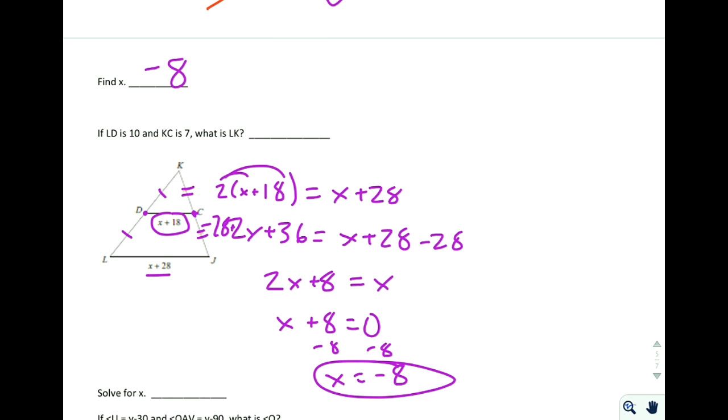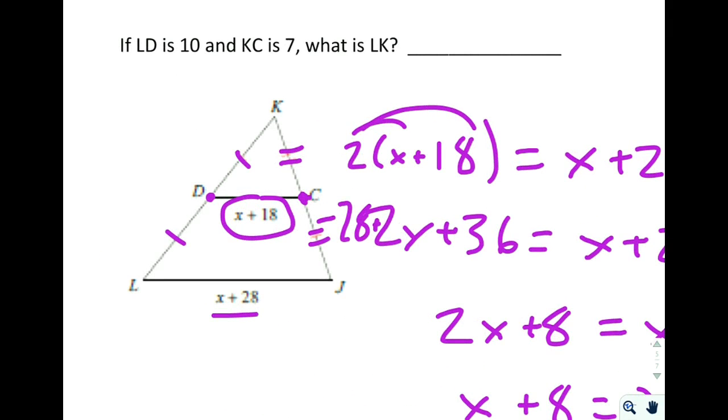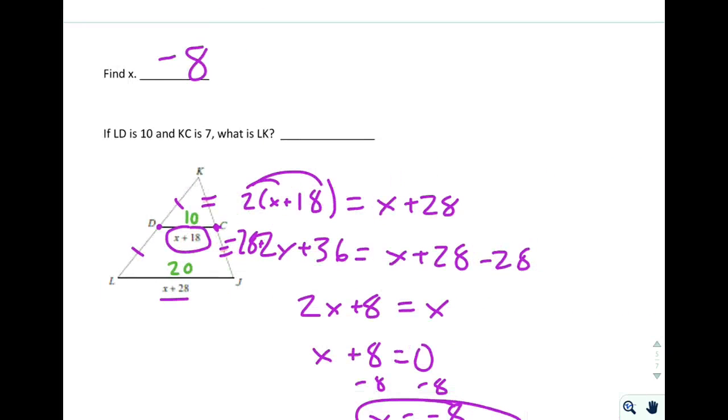Now if I want to make sure I get this right, I should check it and make sure it works. So if I plug in x equals negative 8 here, negative 8 plus 18 would be 10. If I plug in negative 8 down here, it would be 20. 20 is twice as big as 10, so it seems pretty reasonable.